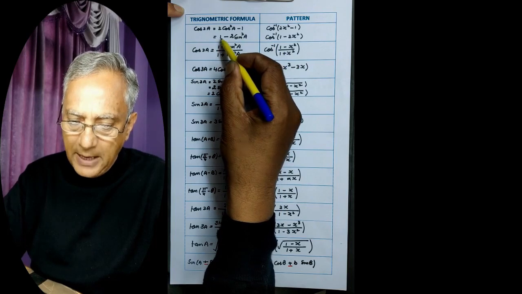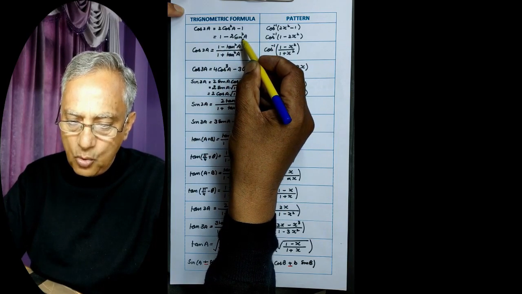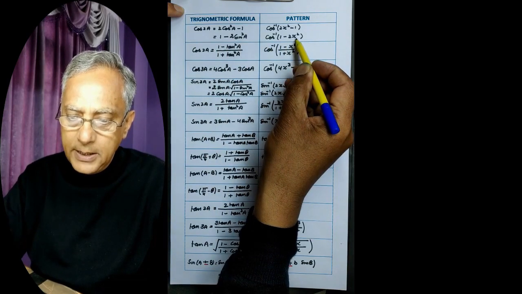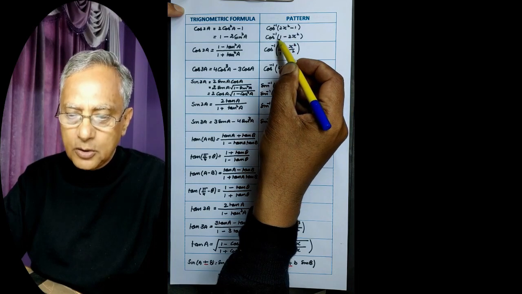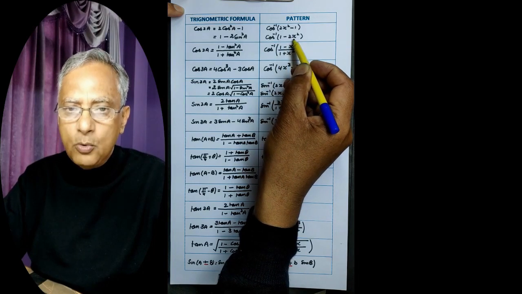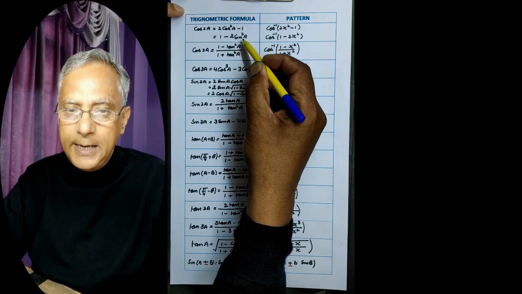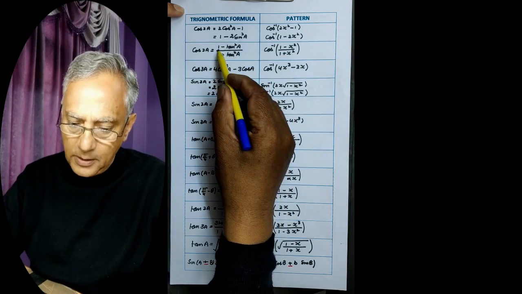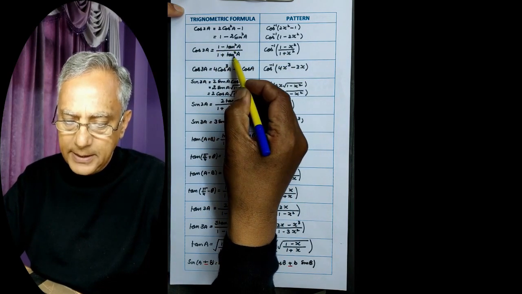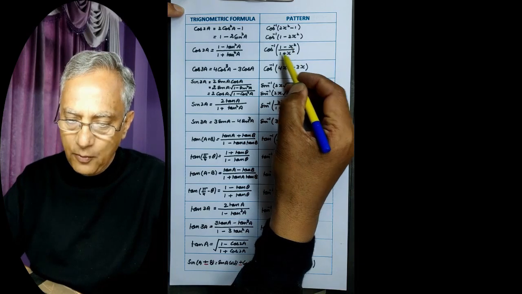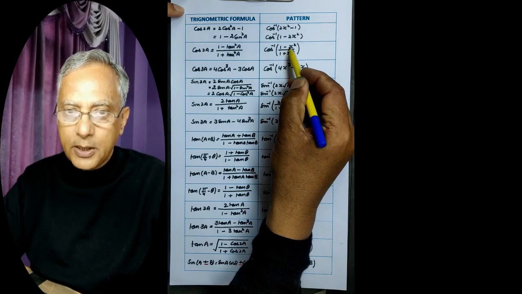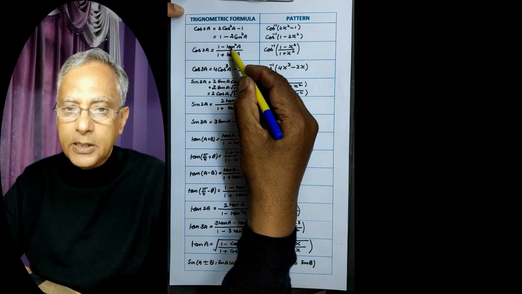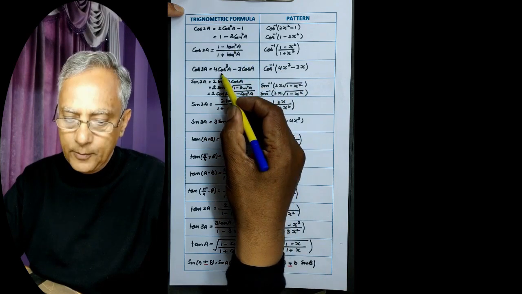In this, the pattern matches with 1 minus 2x square. So if we have cos inverse 1 minus 2x square, we will put x equal to sine a. The pattern here matches 1 minus x square over 1 plus x square. So put x equal to tangent of a.